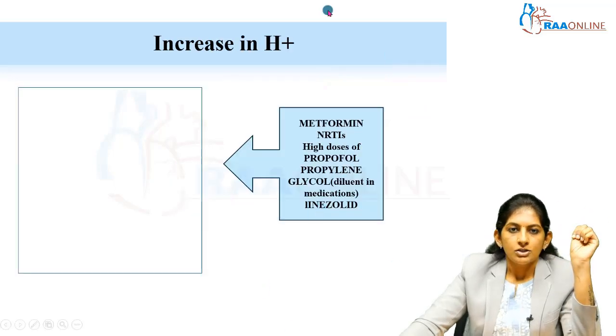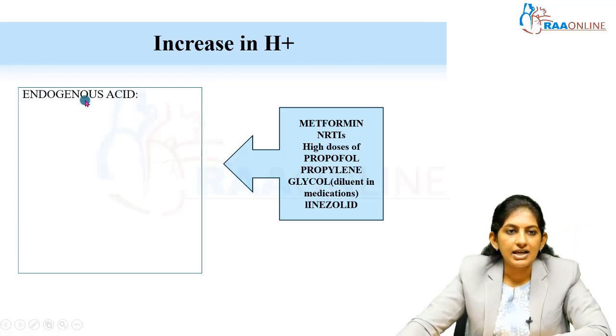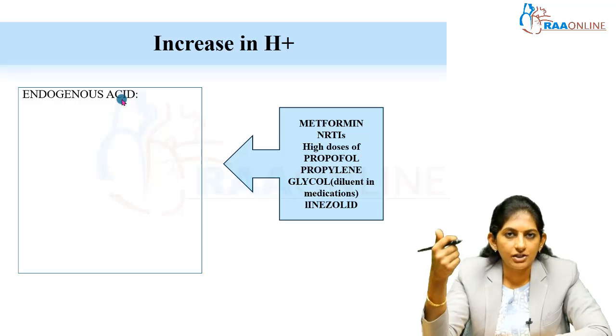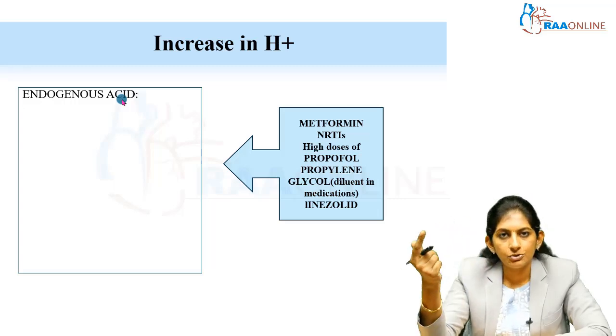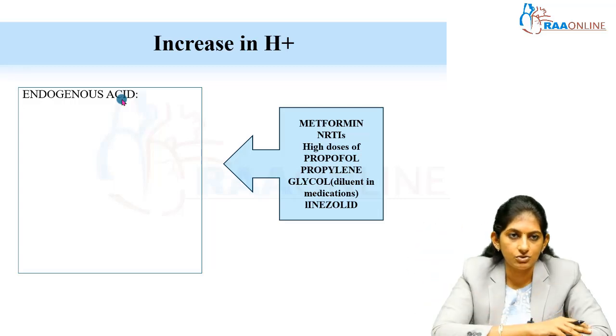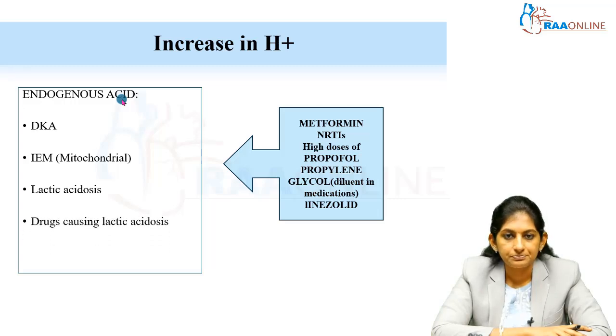Okay, so I talked about increase in H plus. Increase in H plus because of endogenous acid production. We know a few of the things very commonly, isn't it? What are the acids that we know? Keto acids. In a case of diabetic ketoacidosis, there will be acidosis. Number 2, commonly lactic acidosis. Secondary to sepsis or shock, there will be lactic acidosis. These two you know, DKA and lactic acidosis. Some of the inborn errors of metabolism like mitochondrial cytopathies will also have increased endogenous acid production.